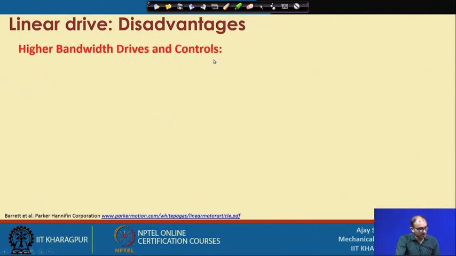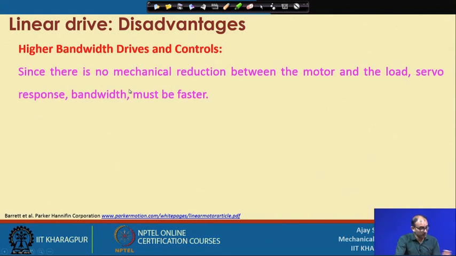Higher bandwidth drives and controls are required, because we are moving very fast. For moving at 3 meters per second, you have to switch this current very frequently, and that makes a very problematic situation when you are working with a fast ration. So, there is no mechanical reduction between the motor and the load. Servo response bandwidth must be faster.